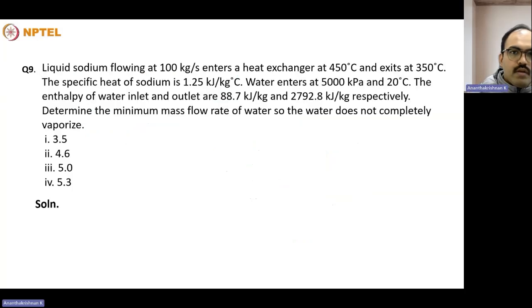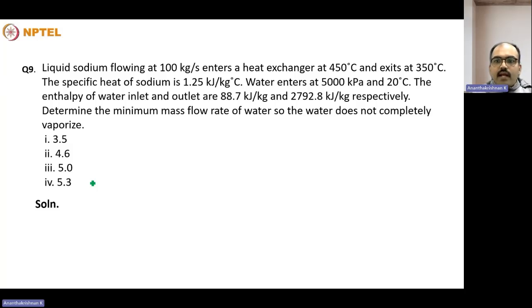Now we can move to a numerical type problem. In this problem, as you could see, it's a similar problem that takes into account the steady flow energy equations. We need to consider. So I'll read the problem aloud.